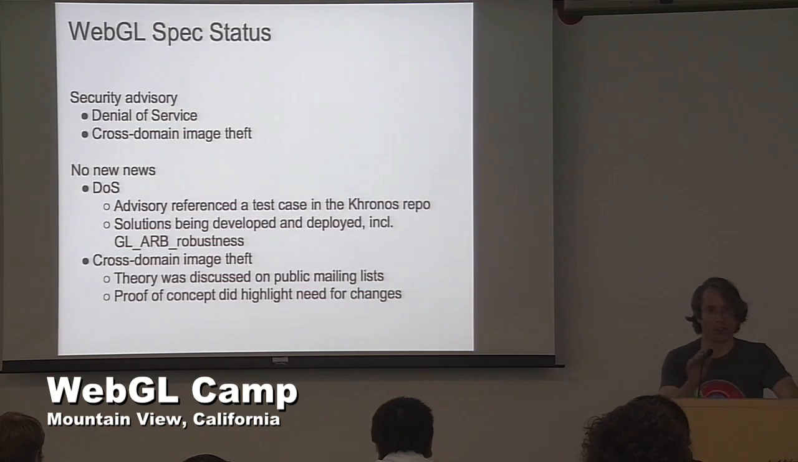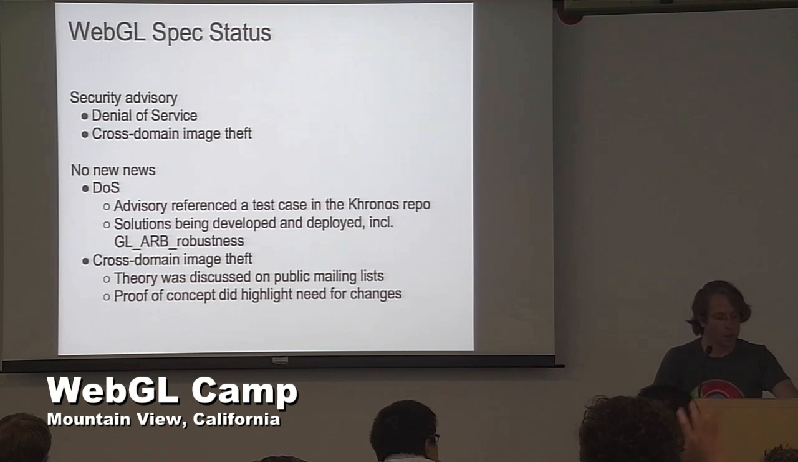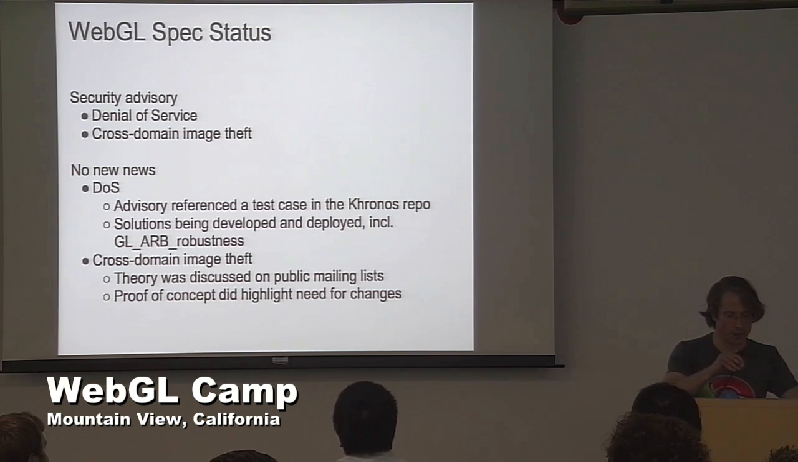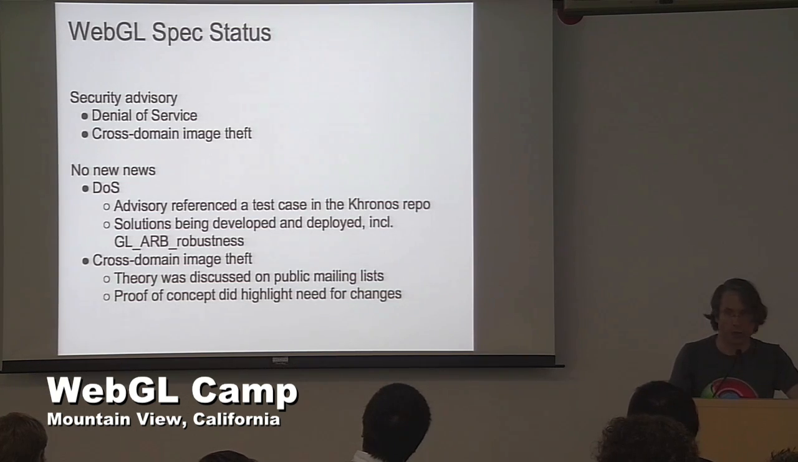Thanks. Okay, so how many of you have heard about or are familiar with the security advisory that came out about WebGL recently? Show of hands. All right, well, probably expected it. It hit the tech news media. Let me just adjust that. Okay, so the security advisory had two things in it. One was the denial of service issue, and the second one was cross-domain image theft. These were the two main highlights of the advisory.